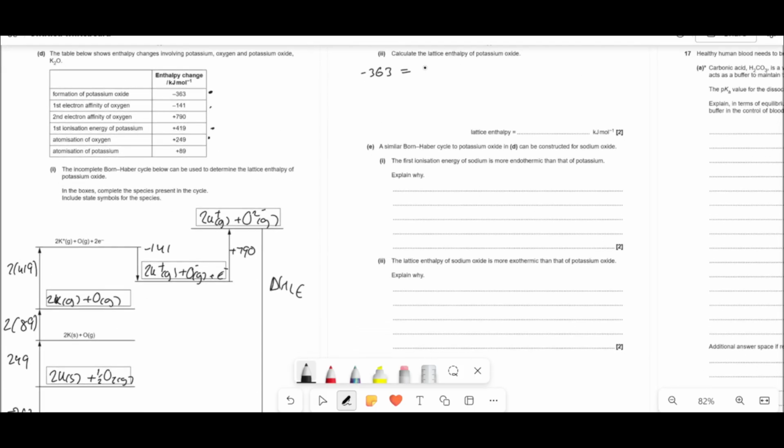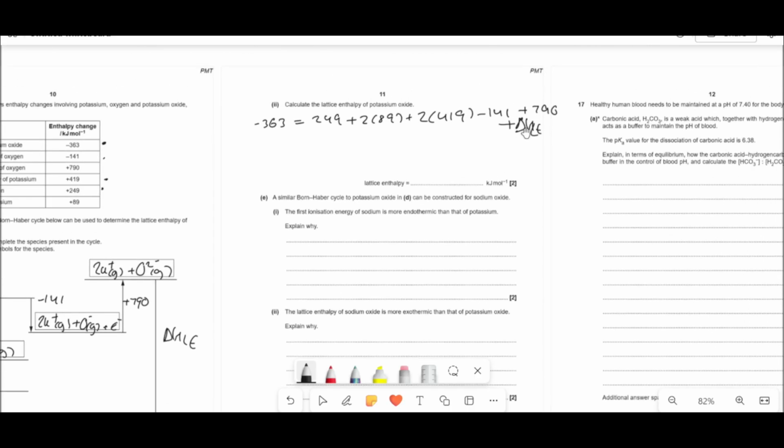So we're following every other arrow, so it's going to be 249 plus 2 lots of 89 plus 2 lots of 419 minus 141 plus 790, and then plus whatever this enthalpy change is, the lattice enthalpy. Now, simplify it, and then you can find what you need. Do it like this, and you'll always get method marks for your working. So if I tidy this up, I get minus 363 equals 1914 plus the lattice enthalpy of this thing. Then I just rearrange it, so the lattice enthalpy is minus 363 minus that, which gives you minus 2277.